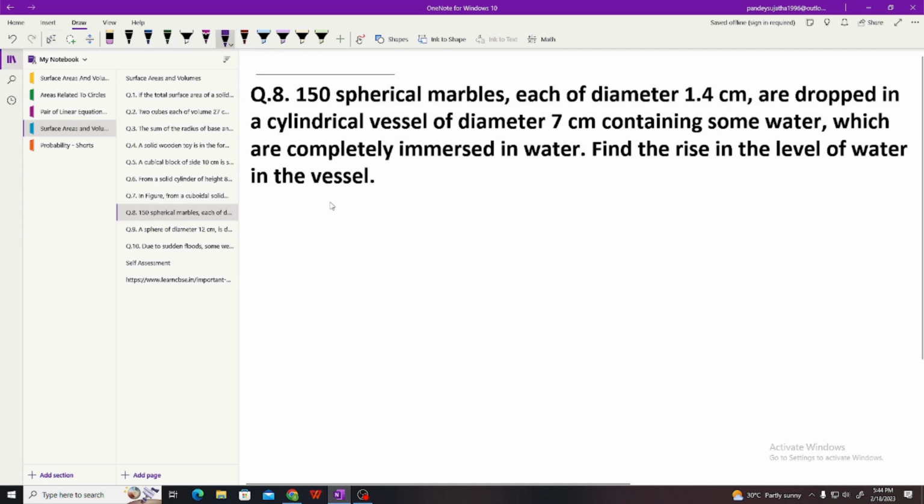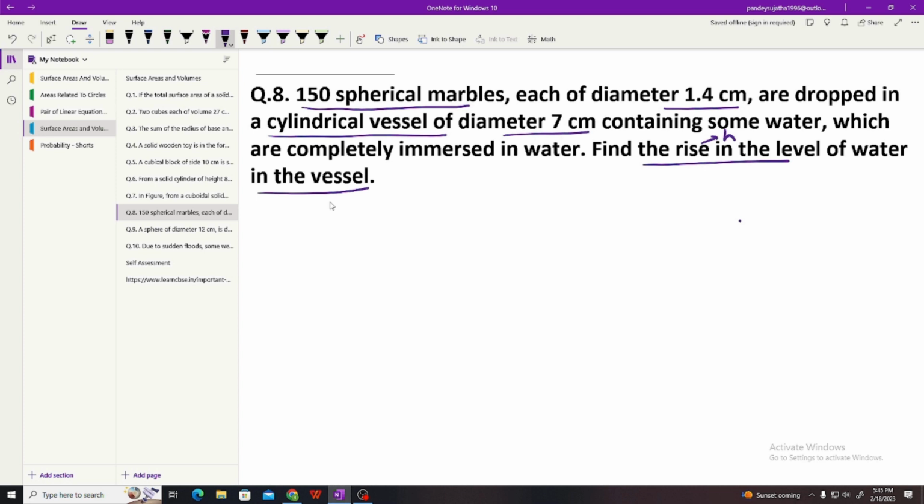150 spherical marbles, each of diameter 1.4 centimeter, are dropped in a cylindrical vessel of diameter 7 centimeter containing some water, which are completely immersed in water. Find the rise in the level of water in the vessel. That means we need to find the rise. That means we need to find the height.